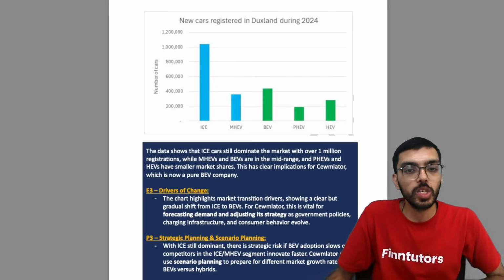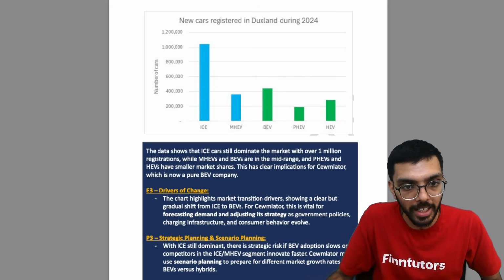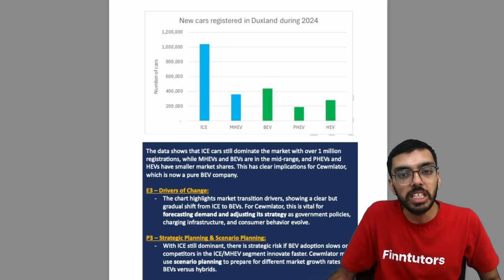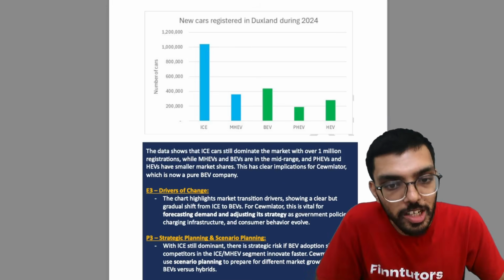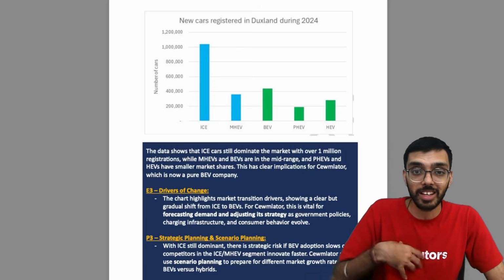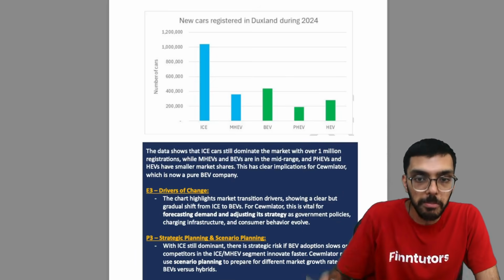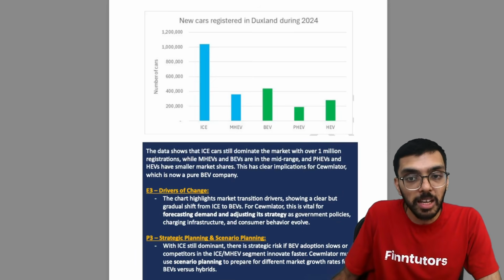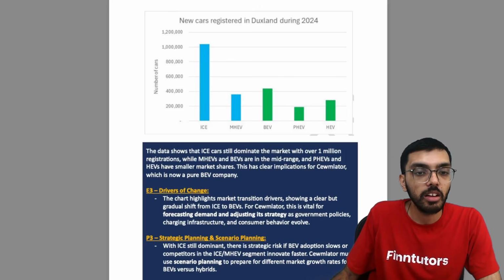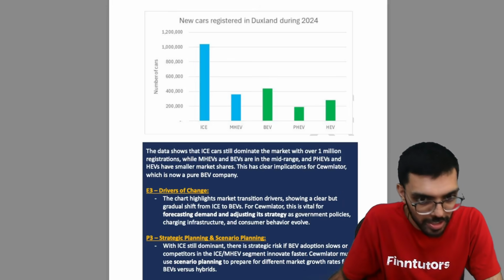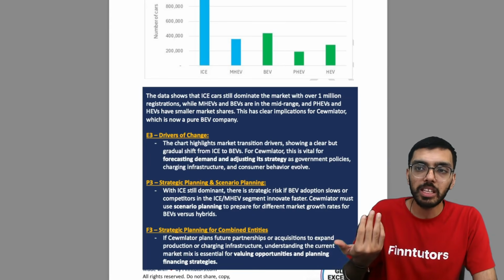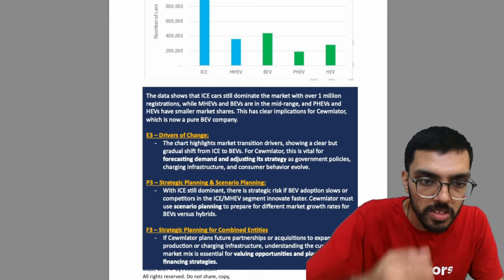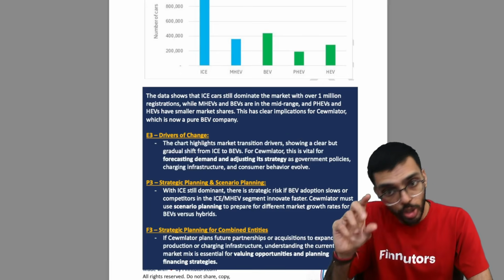Now this data shows that ICE cars still dominate the market, while MHEVs and BEVs are in the mid-range. PHEVs and HEVs have smaller market share, but as a company you are competing with all of them. This has clear implications for Cewmlator, which is now a pure BEV company. We'll learn this deeper within the pre-seen, but I'm just bringing up references as and where I find them relevant for your understanding.